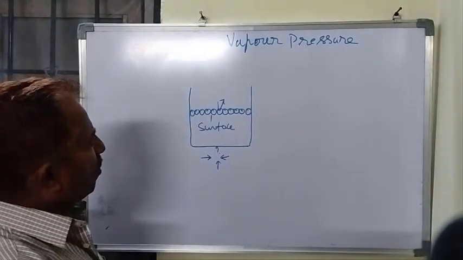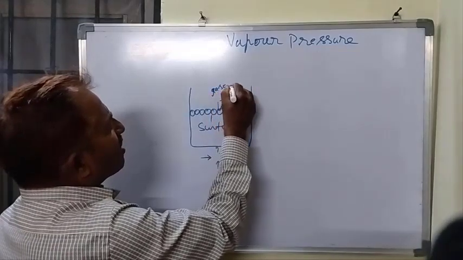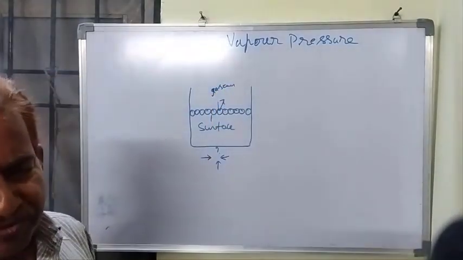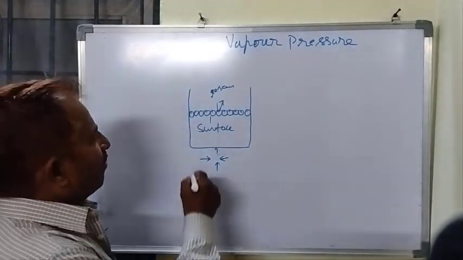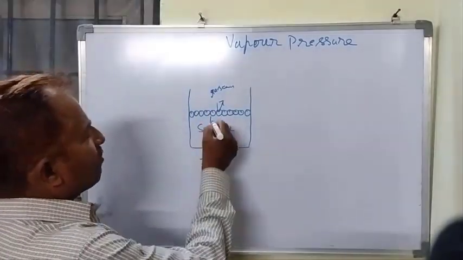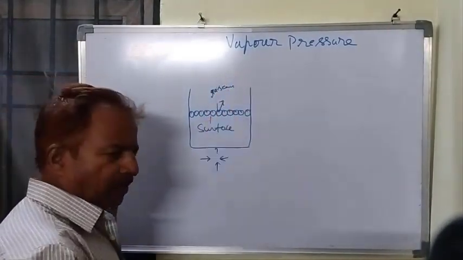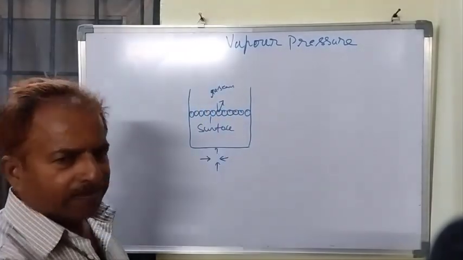As the molecule moves out, it is in a gaseous state. Gaseous state means vapor phase. In this case, the vessel is not closed. As the vessel is not closed, the particles which are escaping from the surface of the liquid go out. That is, they do not come back.